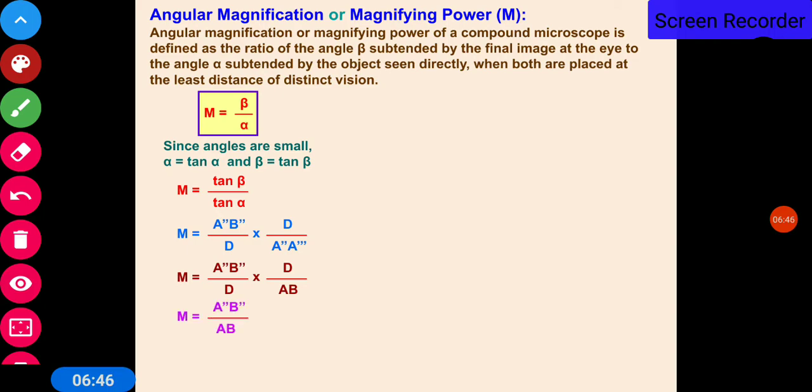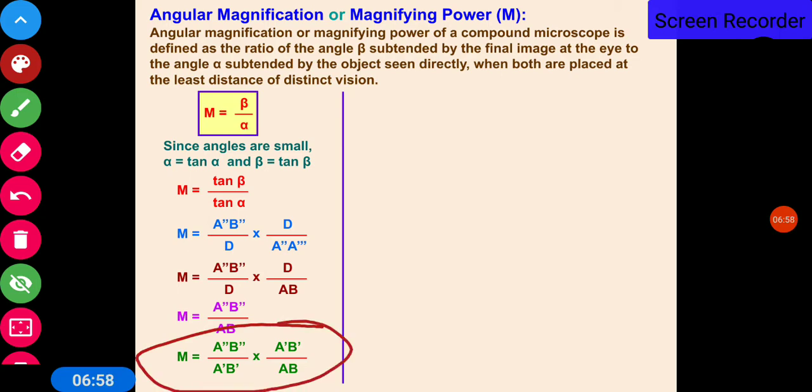Now angular magnification reduces to A double dash B double dash upon AB. Now let us multiply it by A dash B dash and divide it by A dash B dash. Look here carefully. A double dash B double dash is the image formed by the eyepiece and A dash B dash is the object for the eyepiece. The eyepiece is making the image of A dash B dash. So A dash B dash is the object for the eyepiece and A double dash B double dash is the height of the image for the eyepiece.